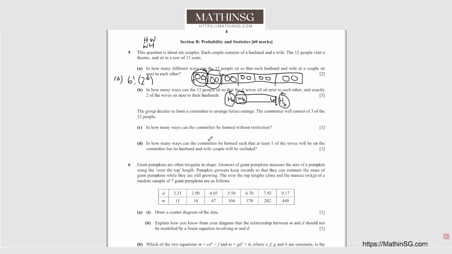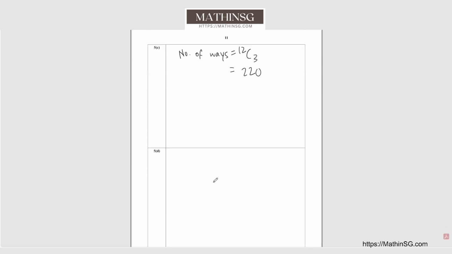In how many ways can the committee be formed such that at least one of the wives will be on the committee, but no husband and wife couple will be included? Okay, so we know that there is at least one wife. So we have cases of one wife, 2 husbands. Case 2, because we have at least one, right?